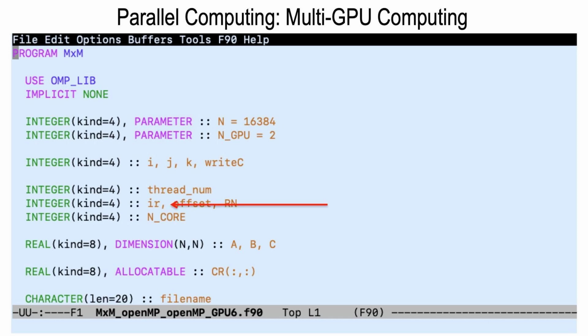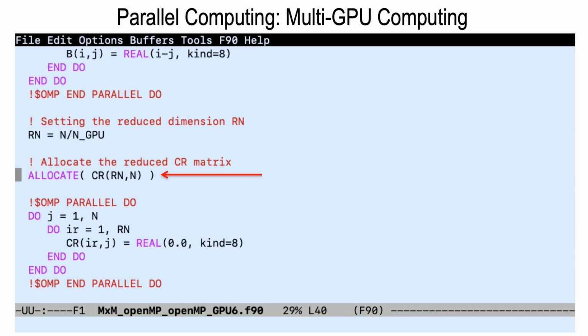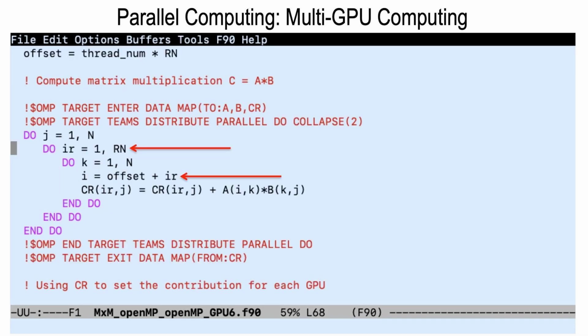In this program, we'll use IR instead of JR. We'll allocate the CR matrix with the reduced dimension on the innermost index. In the initialization loop for matrix CR, we'll use the IR and RN variables. In the matrix multiplication loop, we'll use the IR and RN variables, setting I equal to offset plus IR.